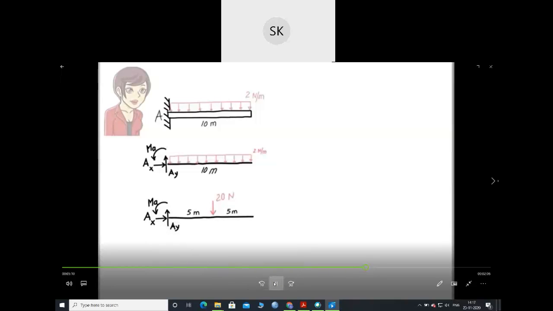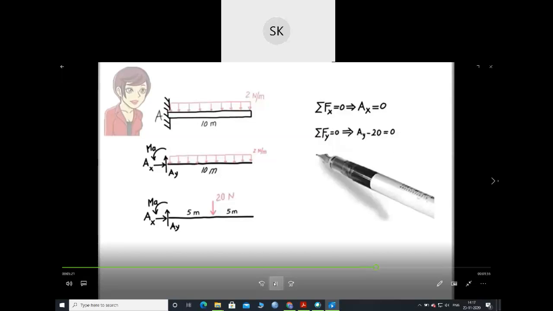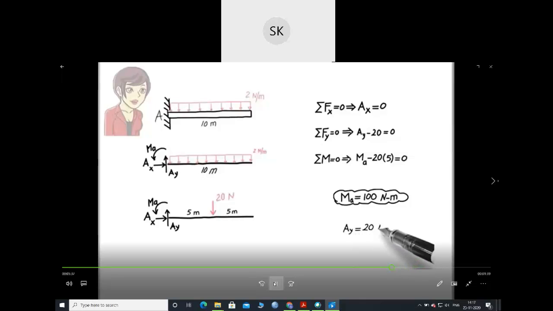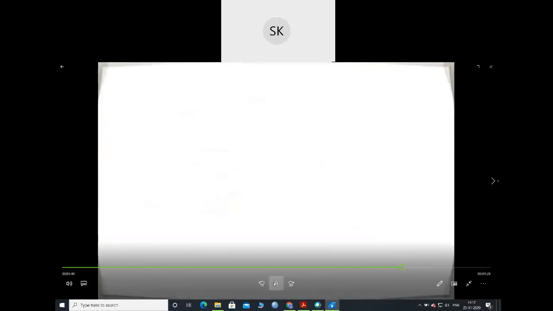Now we can write the equilibrium equations. Ax equals 0. Ay minus 20 equals 0. MA minus 20 times 5 equals 0. Solving the equilibrium equations to find the reactions, the last equation gives MA equals 100. From the second equation, we get Ay equals 20. And the first equation gives Ax equals 0. So we get a moment of 100 Newton meter and a reaction of 20 Newton at Ay.